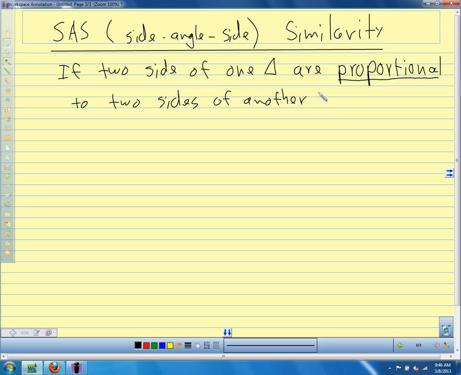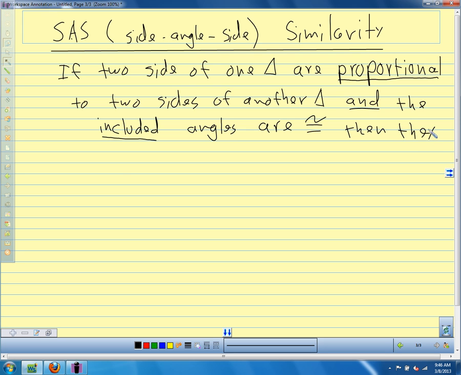And we have a second thing that has to happen. And the included angles are congruent, then they are similar. So we know that proportional means the same ratio or fraction.